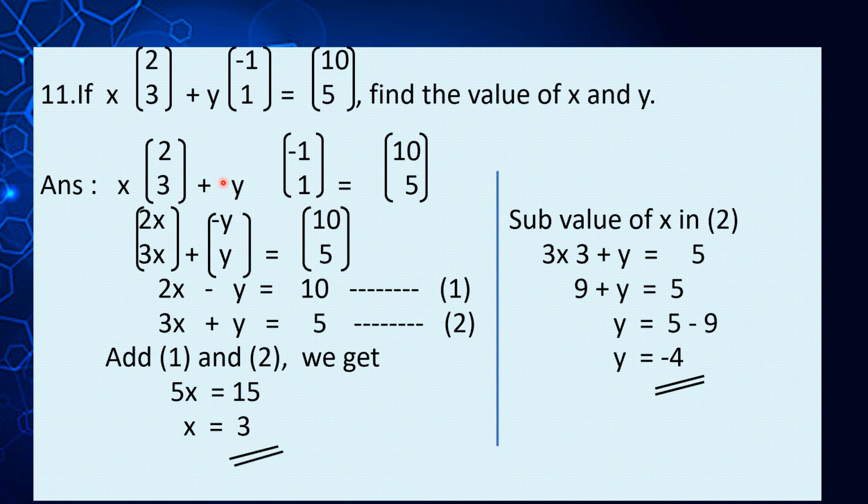Answer. First, write the equation given in the question, then multiply x into each of the values and y into each of the values in the matrix, which would leave us with the equation 2x minus y is equal to 10 and 3x plus y is equal to 5. Consider them equation 1 and equation 2. Add equation 1 and 2 and we get 5x equal to 15. Then the value of x would be 3.